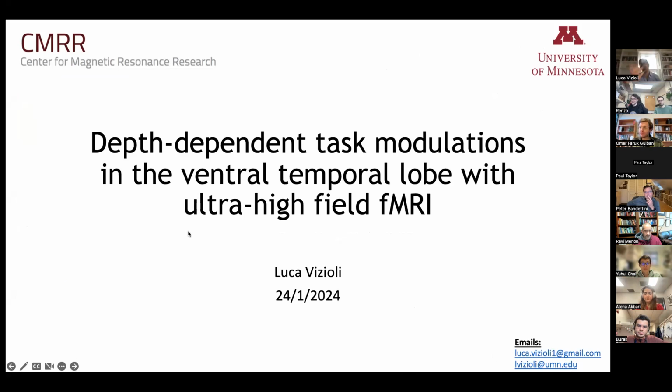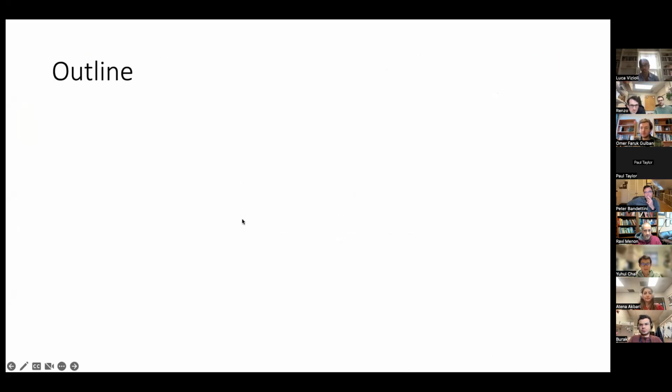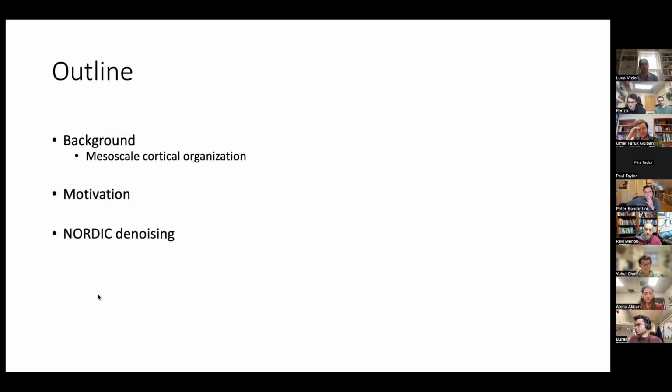So the bulk of the talk today will be looking at some of our recent work, which looks at depth-dependent task modulation in ventral temporal lobe with ultra-high-field fMRI. Just a brief outline. I'm going to start with a very small background, briefly touching upon mesoscale cortical organization. Then I'm going to provide some of the motivation and rationale for the current study, briefly talk about NORDIC denoising, then focus on the current study and some of the future directions, which will mainly include 7T fMRI data.